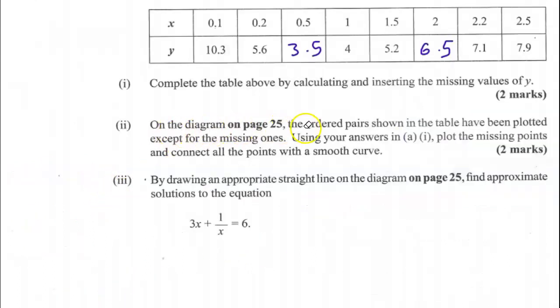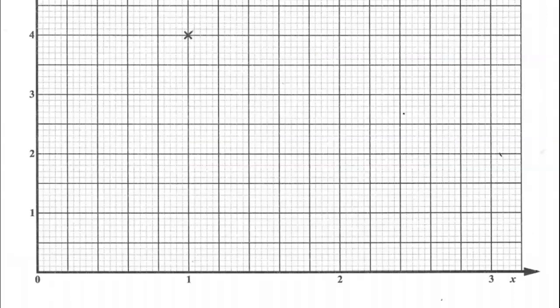On the diagram on page 25, the ordered pairs shown in the table have been plotted, except for the missing ones. Using your answers in A part 1, plot the missing points and connect all the points with a smooth curve. So the 2 missing points were 0.5, 3.5, and 2, 6.5. So here's our graph. We're plotting 2 points here, 0.5, 3.5. So 0.5 will be going over. 0.5 is half of 1, and we're going up 3.5.